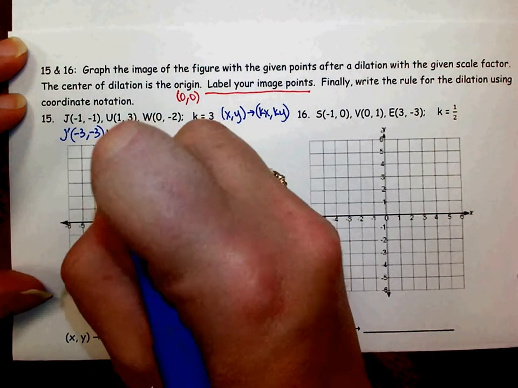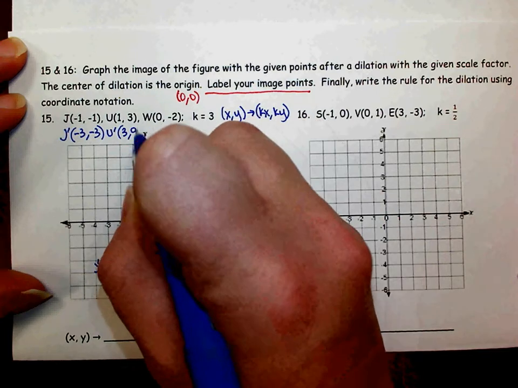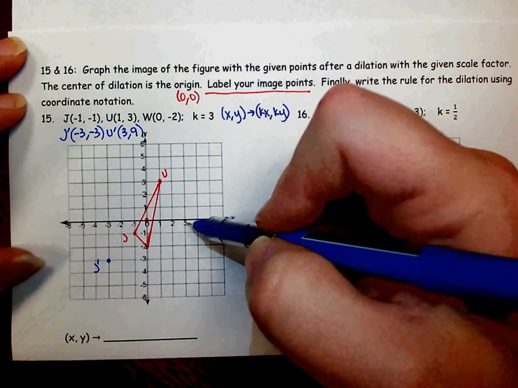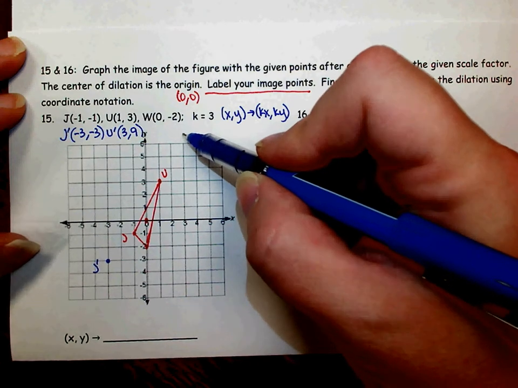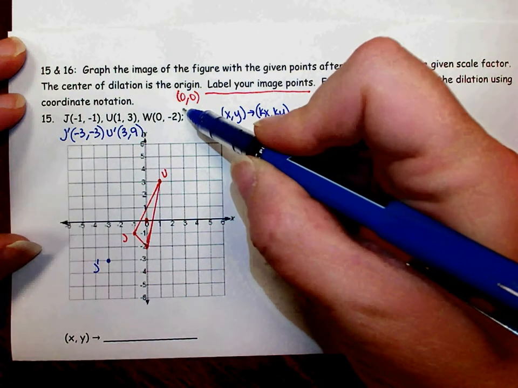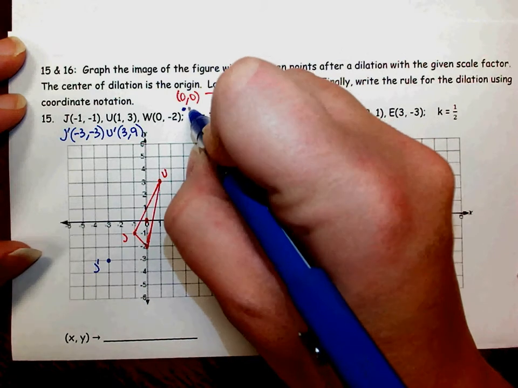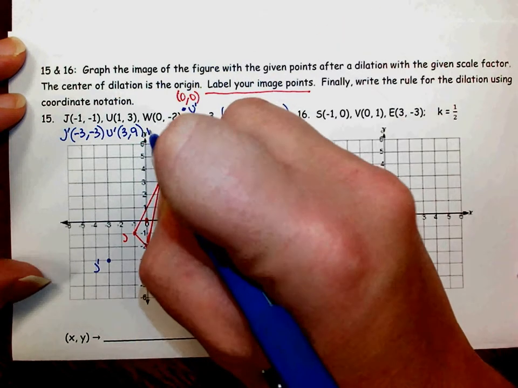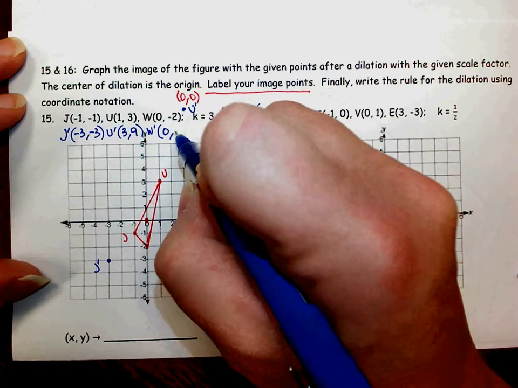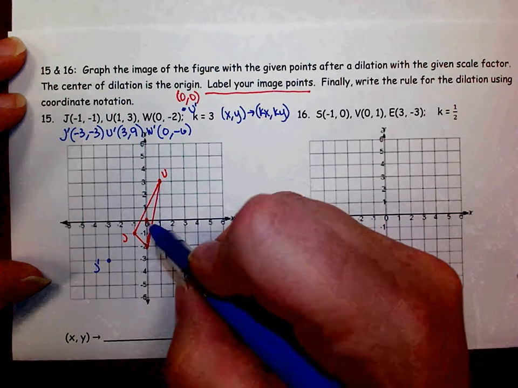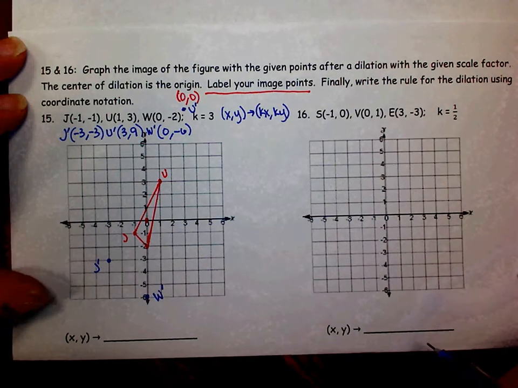U prime, 1 times 3 is 3. 3 times 3 is 9. So U prime is going to be off my grid here because I only go as high as 6. So I'm just going to kind of guess here. That would be 7, 8, and 9. I'm going to put a point way up here off the grid and label it U prime. And then for W prime, 0 times 3 would be 0. -2 times 3 is -6. So (0, -6) places W prime on the y-axis.